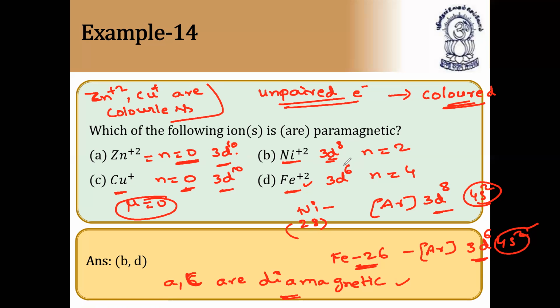They can ask directly configuration, or they can ask the magnetic moment. They can ask number of unpaired electrons. They can ask whether they are colored or not, and they can ask even paramagnetic or diamagnetic or ferromagnetic. If they ask ferromagnetic, Fe2+ only. If you don't know the atomic numbers, you cannot write electronic configuration, and if you know the electronic configuration, you are able to answer all the questions. Very, very important concept. Please note it down.